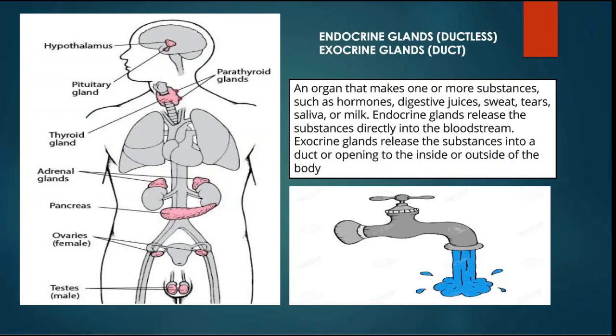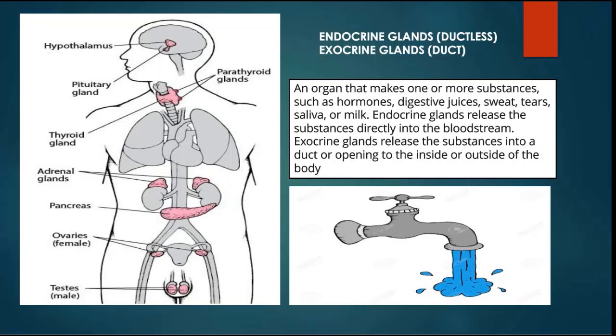So let's look at this picture here. These are called endocrine glands. So hypothalamus, pituitary gland, thyroid gland, adrenal glands, pancreas, ovaries, and testes, they are what we call glands. So what about hormones? Hormones are released, or they are secreted, or they are made by these glands that we are looking at here. So look at this definition.